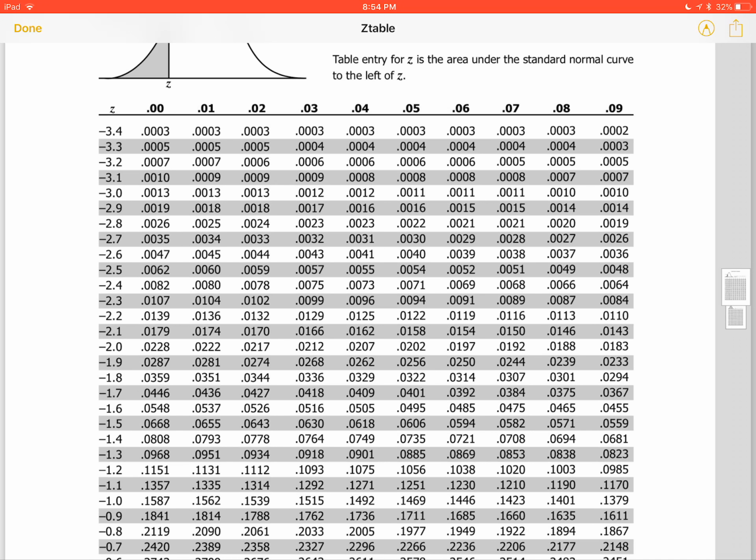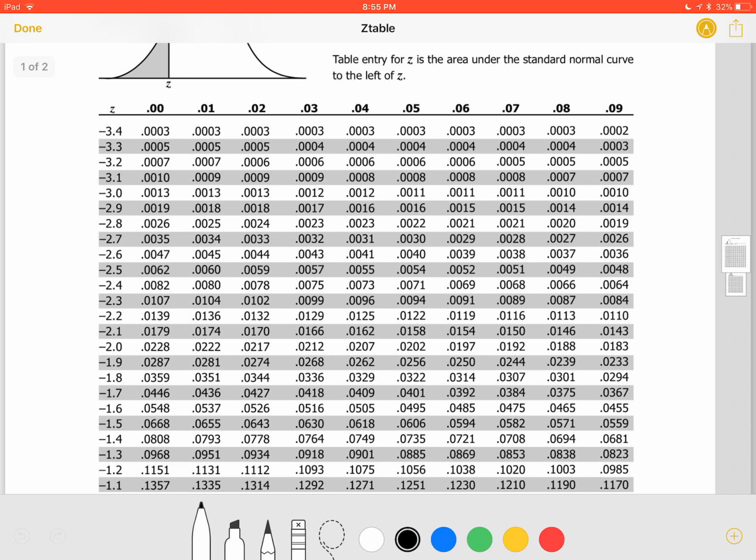You're going to take your z-score to the nearest tenths place, go to the nearest hundredths place, and then meet them in the middle of the table. So let's just make up a z-score. For example, I'm going to say I have a z-score of negative 1.94.